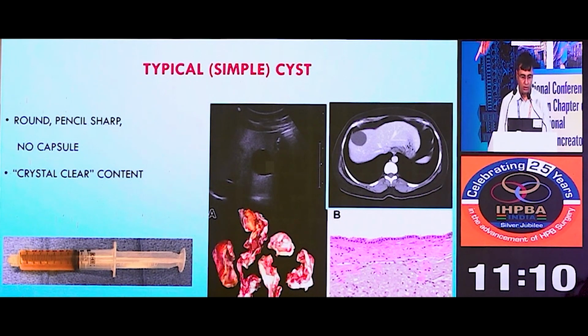A typical cyst is basically a clear fluid cyst which is lined by a single layer of biliary epithelium. As we can see here on the imaging, these are basically round, pencil sharp, and there is no capsule. The content is basically serous. And as we can see on the histopathology specimen, these have a thin membrane, and on histopathology, it is lined by a single layer of biliary epithelium.